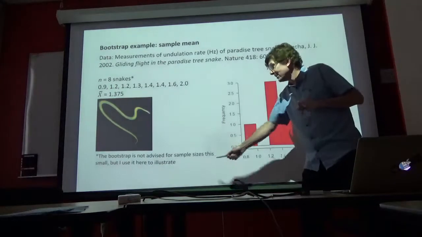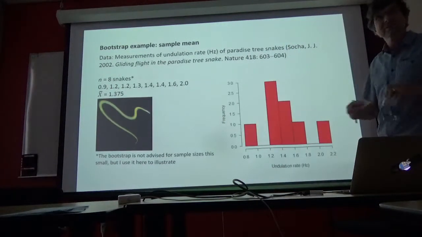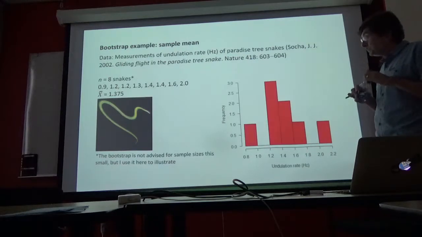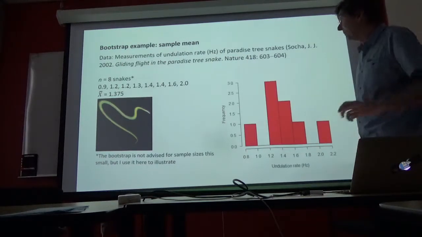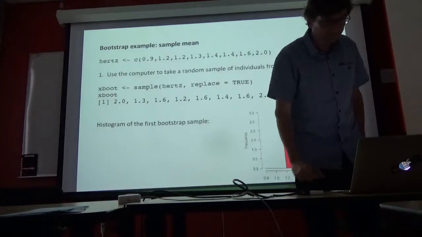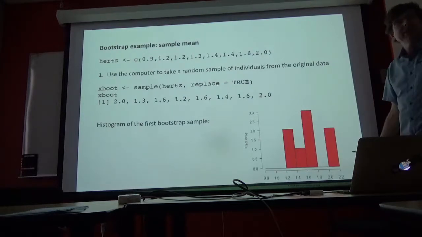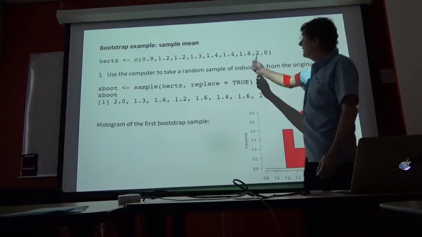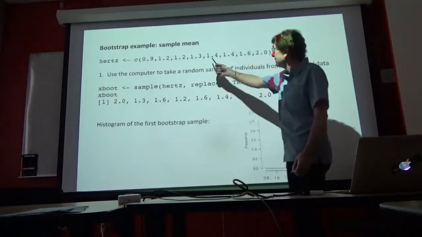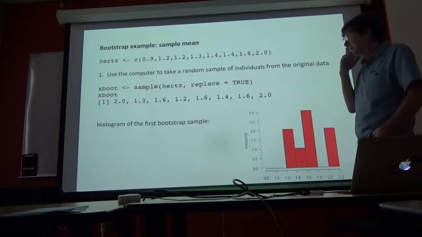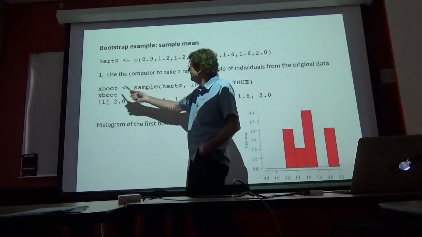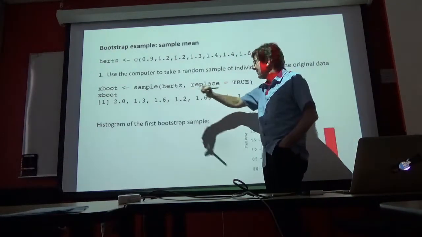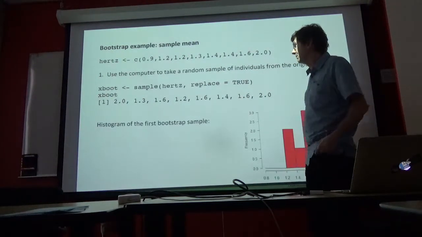And so the numbers are shown here. Now, as I said, the bootstrap is not actually advised for sample sizes this small. But let's just go there for the purposes of this exercise. Here's a histogram of the data. The sample mean was 1.375 hertz. Now what I want to do is get a standard error for this estimate of the sample mean hertz. And to do this, I'm going to use the bootstrap. So there's my vector, which I called hertz, and it contains all of the 8 numbers in the original data set. Then I'm going to take one random sample that I'm going to call xboot. I use the sample command, which we used earlier in the workshop. It will sample hertz, replace equals true, which means you put it back every time you take an observation.